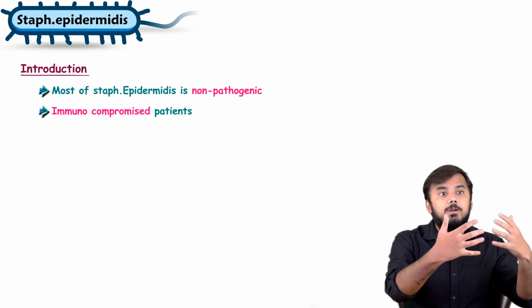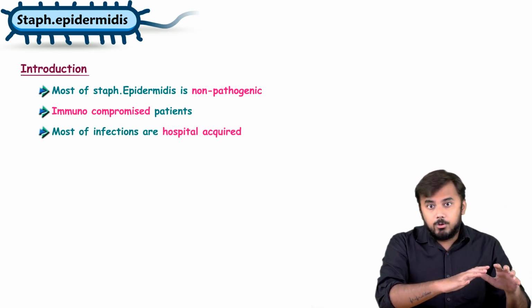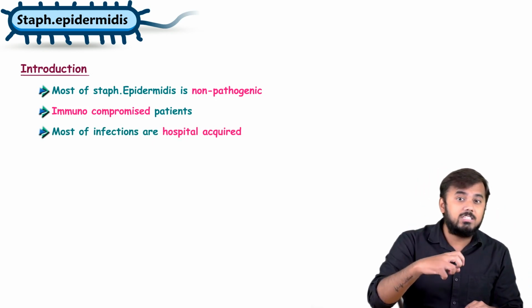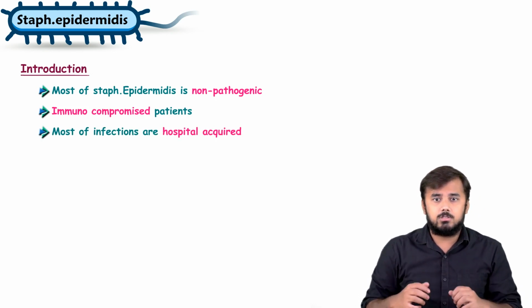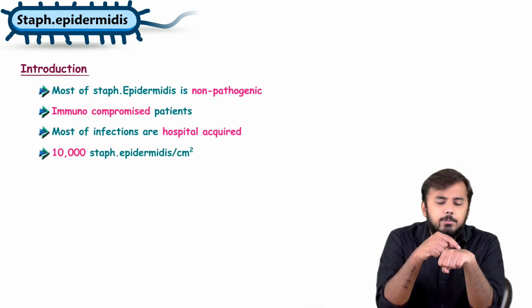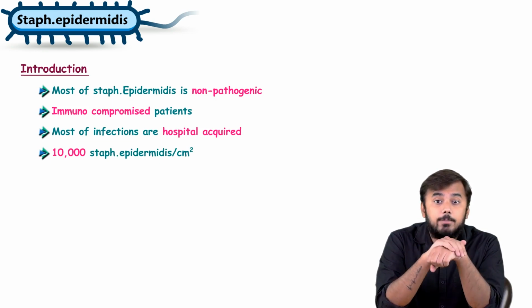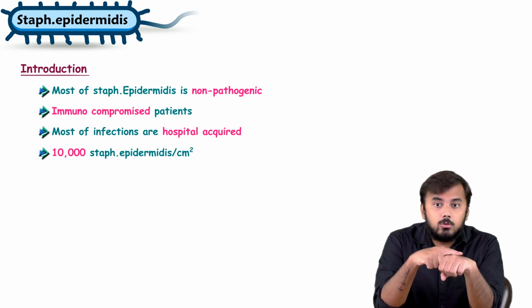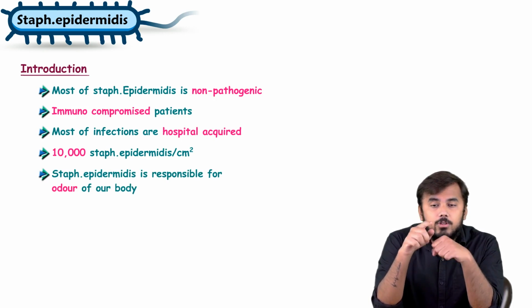Those groups of people who are admitted in the hospital, because of hospital-acquired infections, have low immunity. So this bacteria has a very good chance to enter into them and cause pathogenic infections, right? Point number 3, for example, if you take a centimeter square of your skin, in that centimeter square there are around 10,000 Staphylococcus epidermidis bacteria.